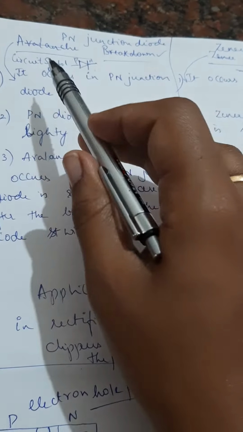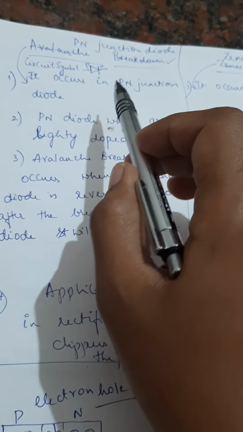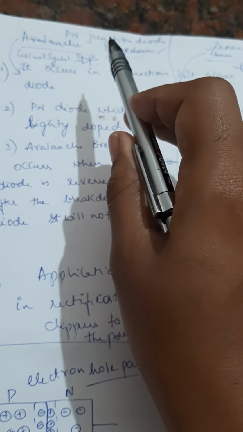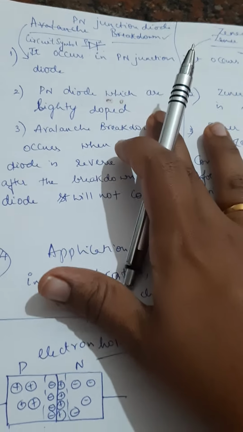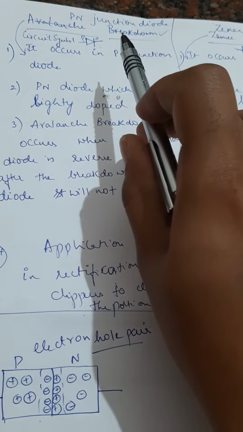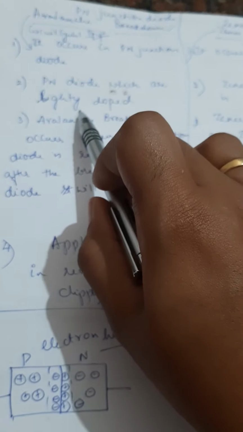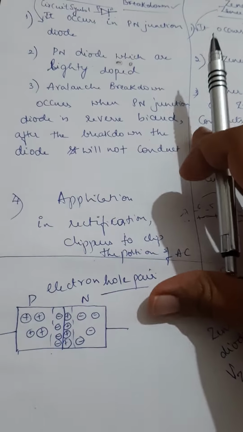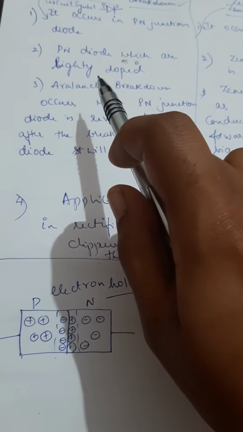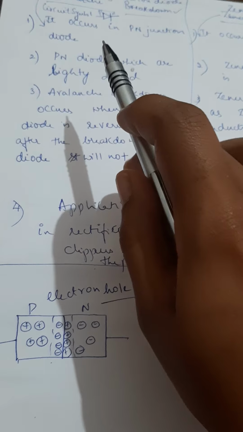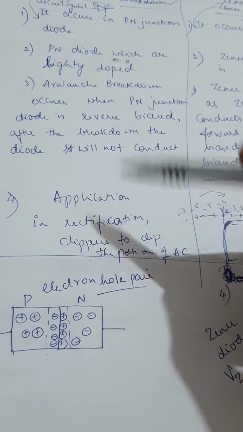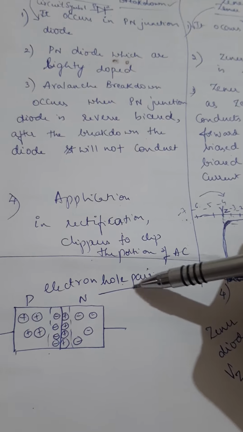So mainly the avalanche breakdown will occur in the PN junction diode. What exactly you mean by the avalanche breakdown is, usually the normal PN junction diode is lightly doped. Lightly doped means the amount of the impurities added in the PN junction is less. So when the impurities are less, fewer electron-hole pairs will occur.